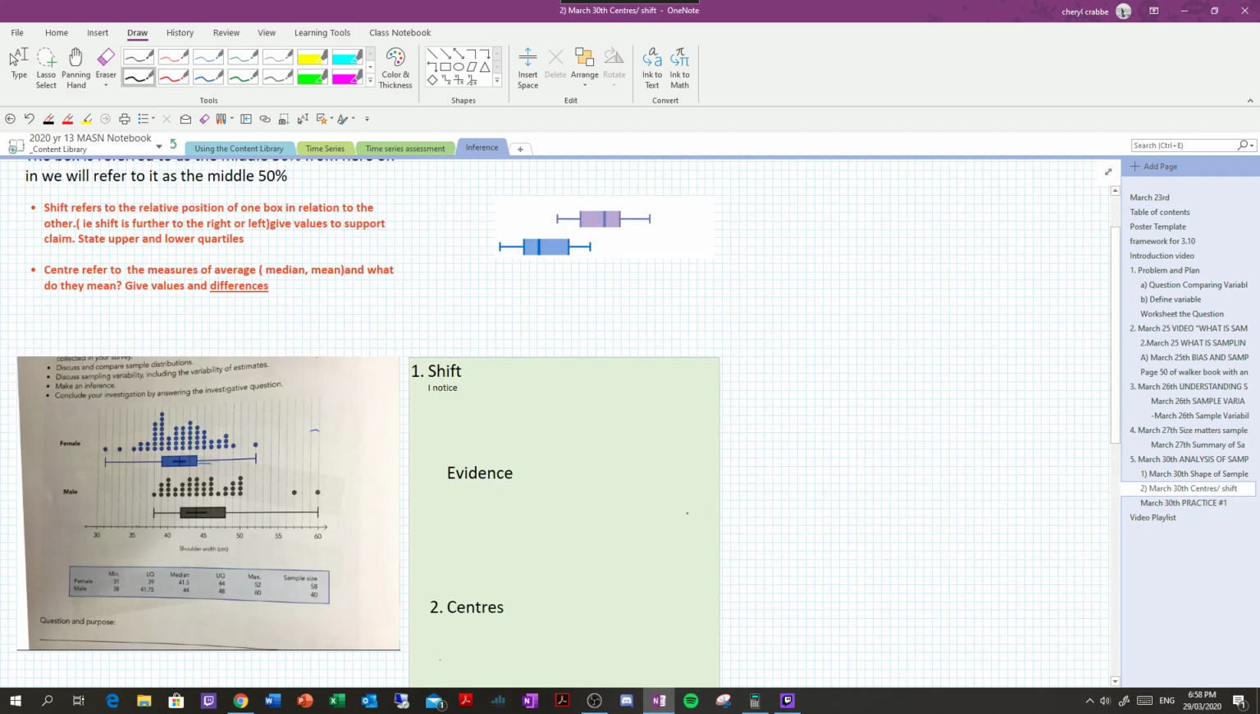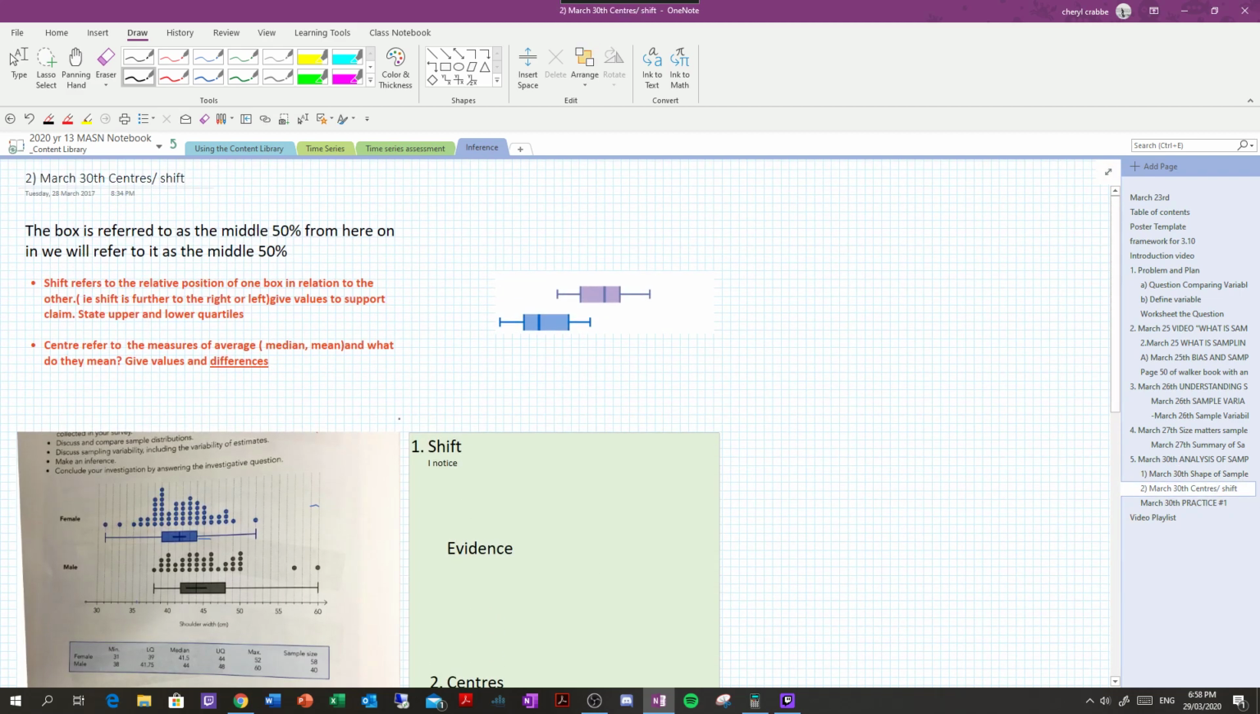Now, more importantly, we get into shifts and centers. So when we talk about shifts and centers, we're basically focusing on the middle 50% of the data, which is the box. We don't call it a box in statistics, we call that the middle 50% because that's where 50% of the data falls. A box plot, remember, is broken up into quarters. So here's 25% of the data, this is 25%, this is 25%, and this is 25% of the data. So that's why we call this the middle 50%.